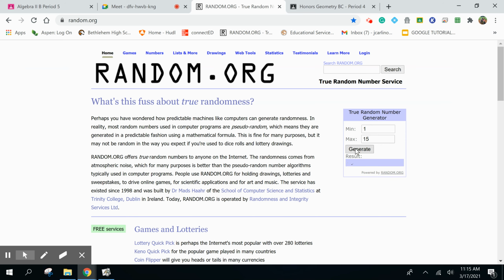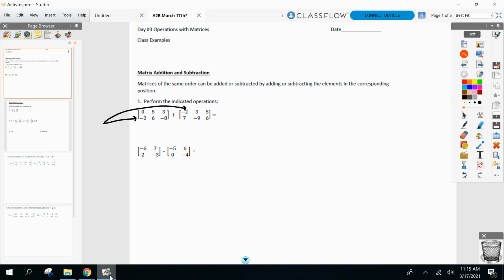Let's start this off right. Colin, what do you got back there? 2 by 3. Good. Why does he say 2 by 3? 2 rows, 3 columns. And you can only add if the matrices are the same size. If one's 2 by 3 and the other's 2 by 2, that's impossible to add. They have to be the same size.